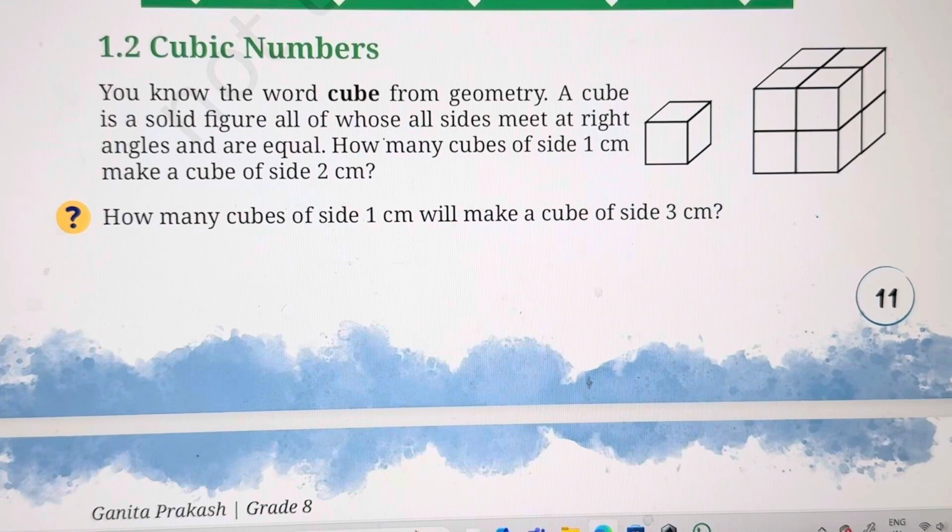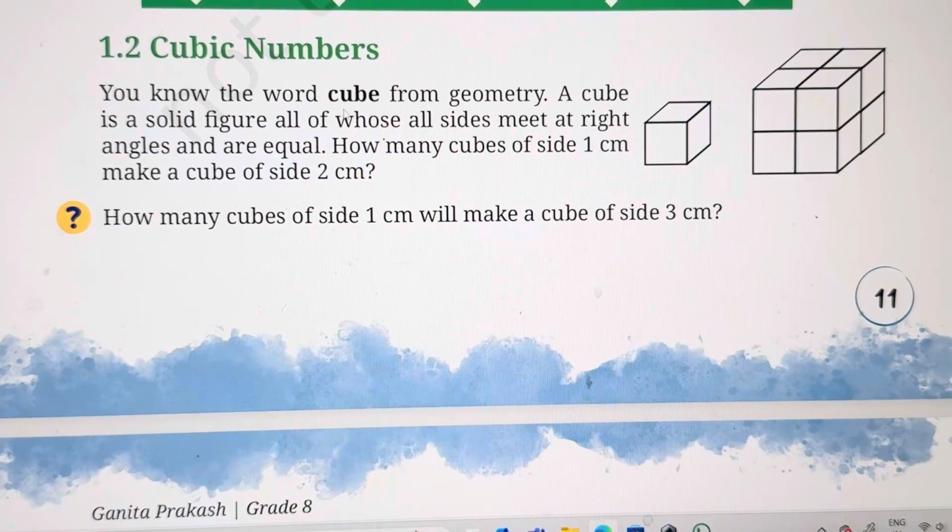In this video, we are going to continue with chapter 1, A Square and a Cube, of grade 8 mathematics of the new NCERT textbook Ganita Prakash. In the previous video, we learnt about squares and square roots. In this video onwards, we are going to learn about cubic numbers. So let us see what are cubic numbers.